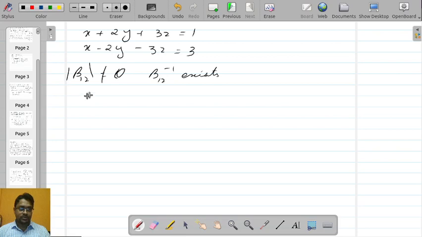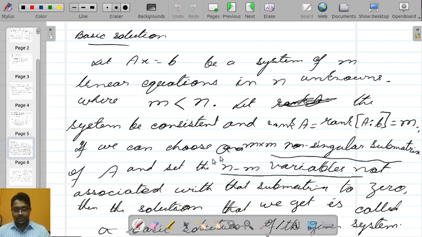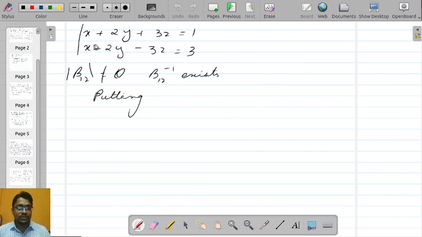So what we can do is put z equal to 0. The first 2 columns will give us the basic solution. As per the definition: if we can choose an m by m non-singular submatrix of A and set the n minus m variables not associated with that submatrix to 0, then the solution that we get is a basic solution. Here, the variables associated with the first submatrix are only x and y. So z is a variable which is not associated with this submatrix, so we will put z equal to 0.